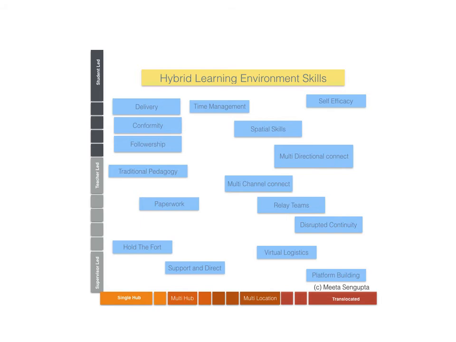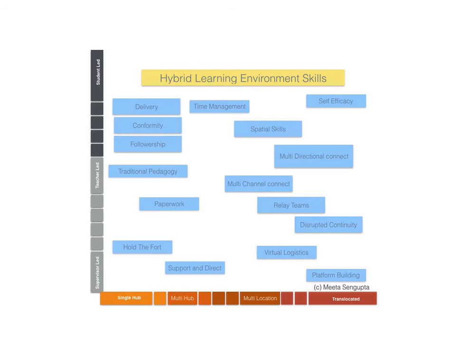The student in a traditional setup with a single hub or even a multi hub situation needs to be able to deliver on the job. They need to show up to class, they need to be able to engage in the class, they need to conform and socialize themselves to the workings of the class so that everybody can work comfortably together. And they also need to have a sense of followership, because you're following the curriculum and the social norms and the learning norms that have been set for the cohort.